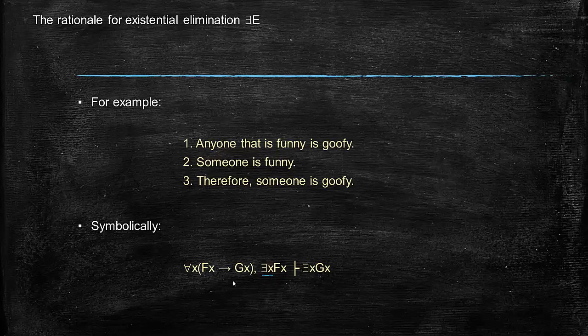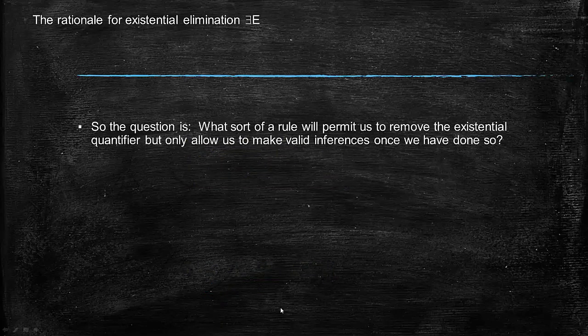Essentially, we're going to need to create... We know how to do the universal. We can have if F of A, then G of A, right? But we're going to need to be able to write F of A in order to get G of A, which will ultimately give us there exists an X, G of X, by existential introduction. So the question is, how are we going to do that? What sort of rule will permit us to remove the existential quantifier, but only allow us to make valid inferences once we have done so?